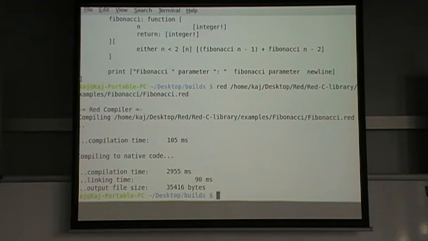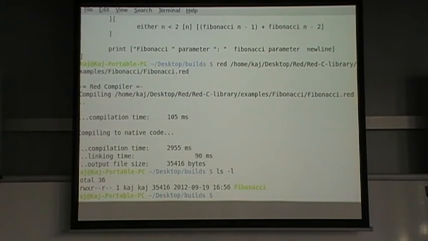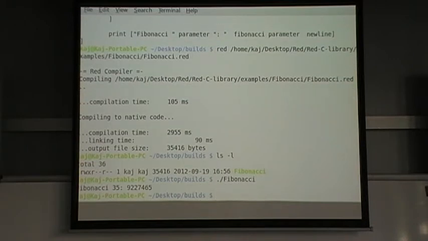And you can see that the output file size at the moment is 35 kilobytes. So that's really very small for a program these days. And it's here now. And we can start it, and it is hardwired to compute the Fibonacci number of 35.